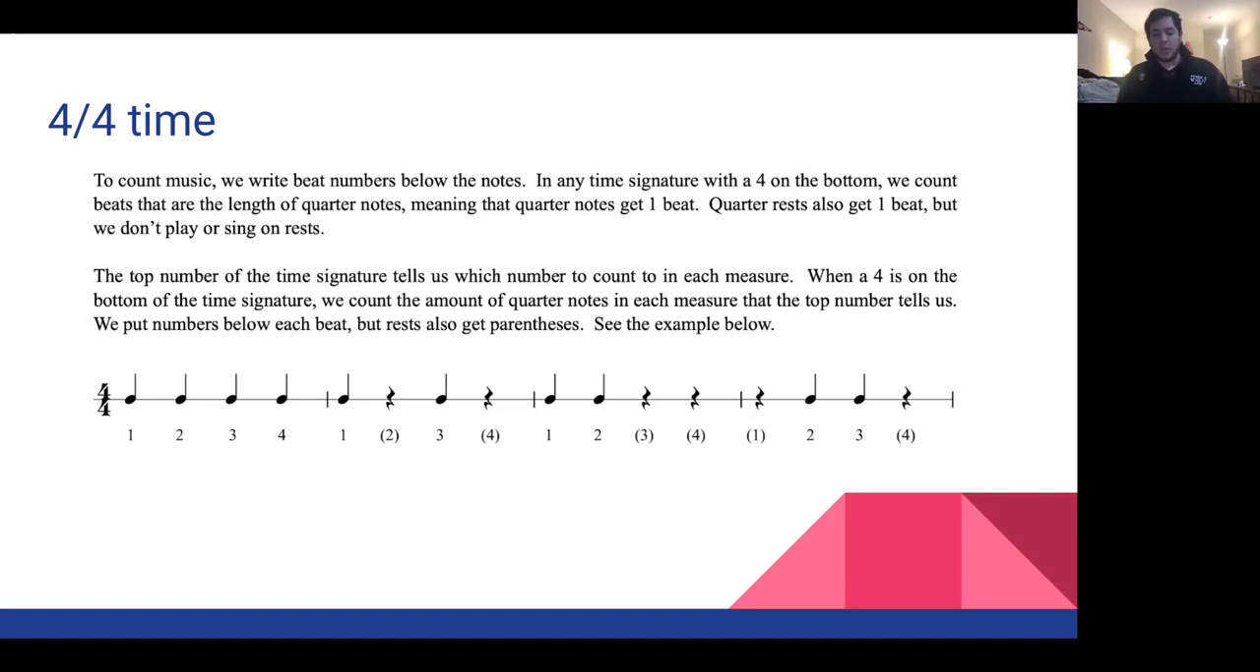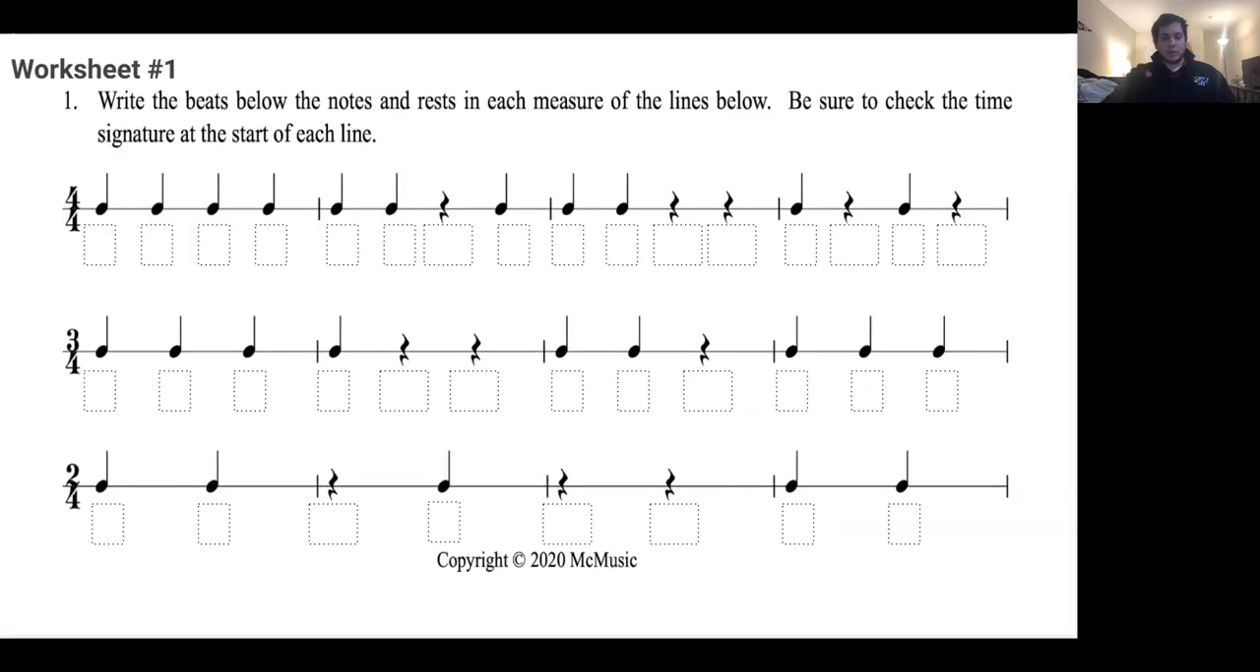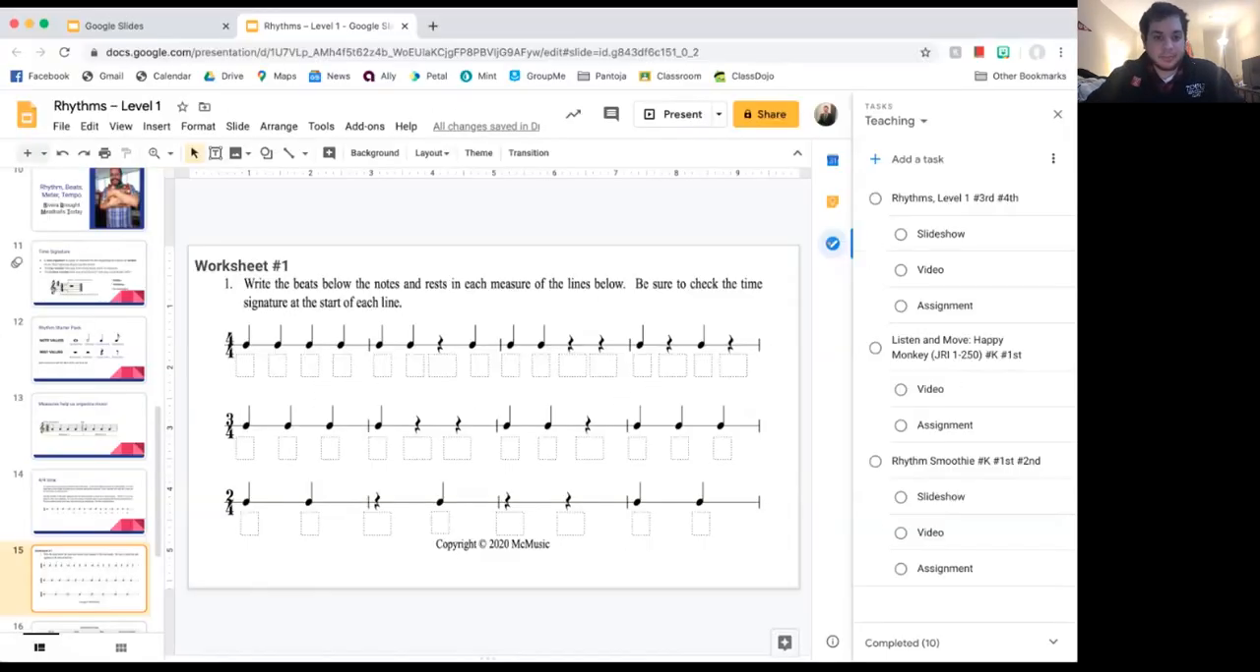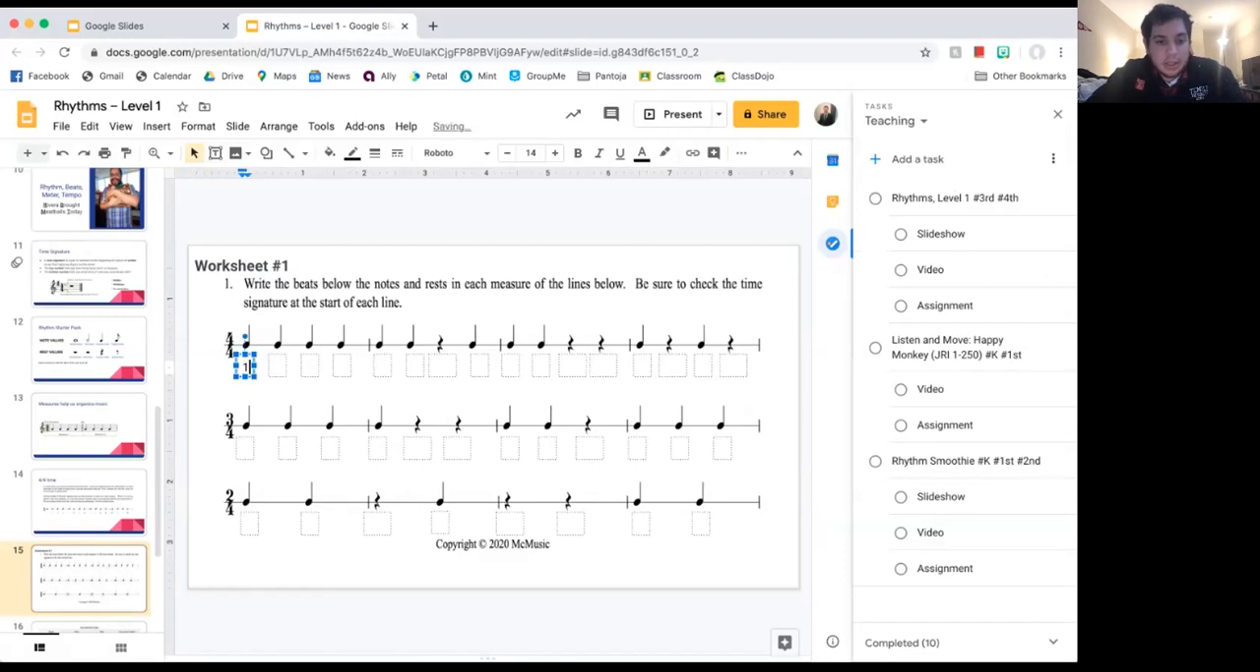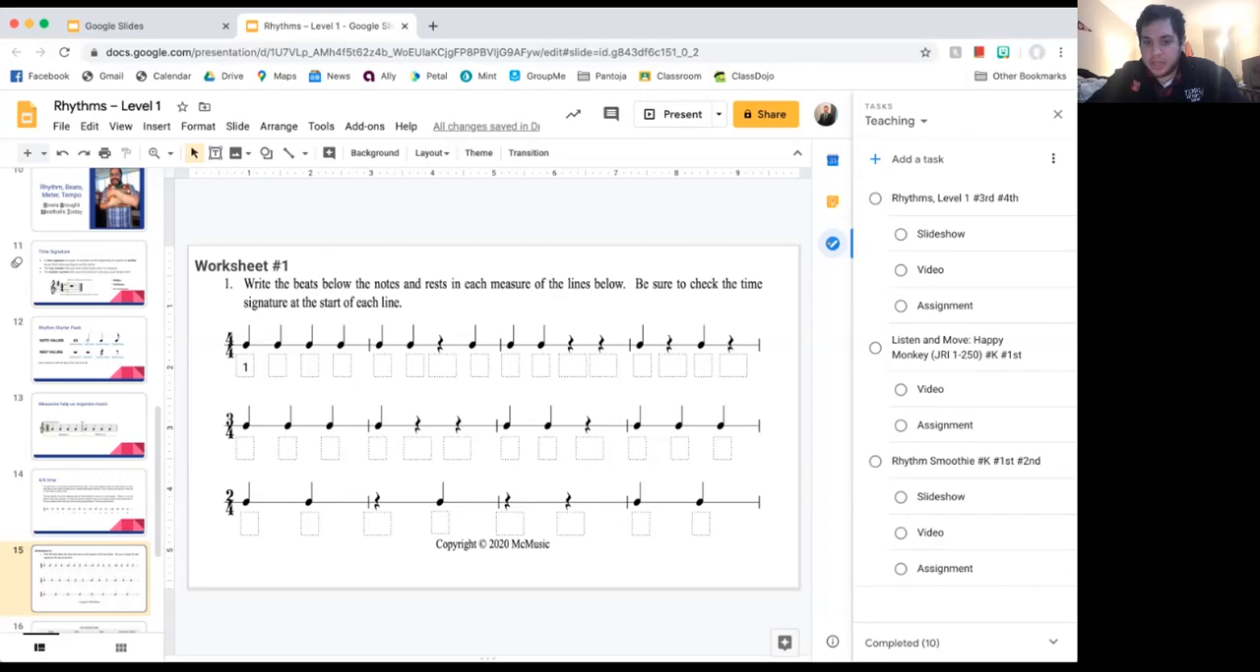When we count them and when we're writing in beat numbers, we're going to, for this assignment at least, use parentheses to show when it's a rest. But we are always going to include the beat number. And we are going to make sure that no beat numbers are left out. So at this point, I want to show you what your assignment is. There are text boxes here, and you can just double click in the text box and type in a number. In this case, this is the first beat, so it's going to get a 1.